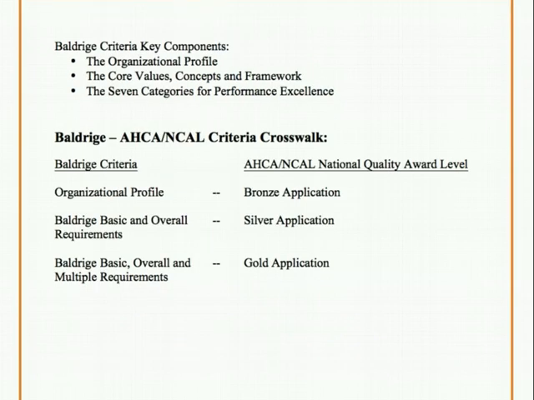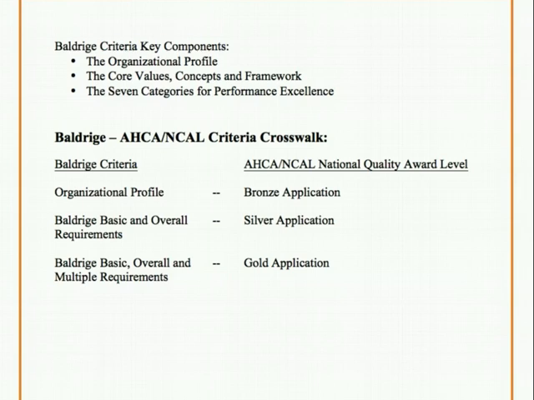The Baldrige criteria contains 3 key components: the organizational profile, a statement of core values, concepts, and framework, and finally the 7 categories for performance excellence, the criteria itself.